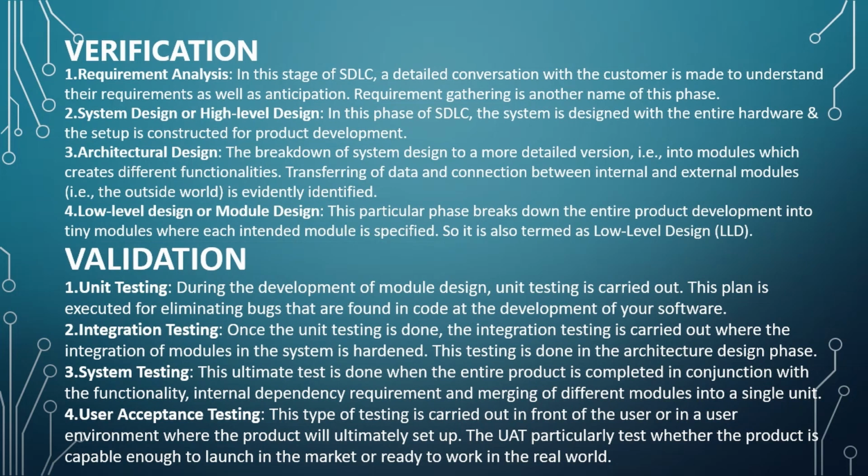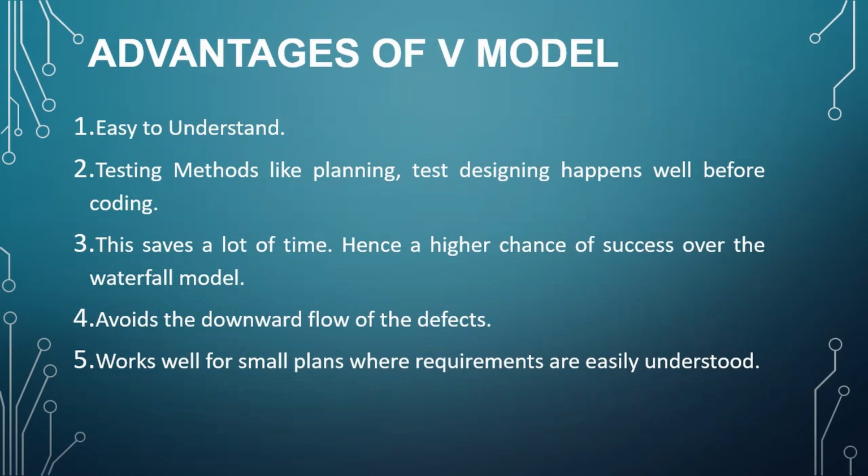So now let's see the advantages and disadvantages of the model. Advantages of the V model. 1. It's easy to understand. 2. Testing methods like planning and test designing happen well before the coding. 3. This saves a lot of time, hence a higher chance of success over the waterfall model. 4. Avoids the downward flow of defects. 5. Works well for small projects where requirements are easily understood.